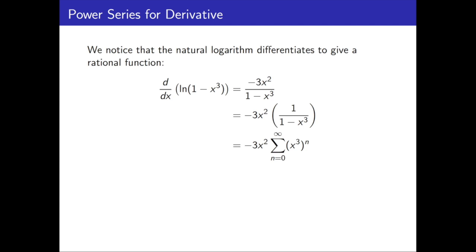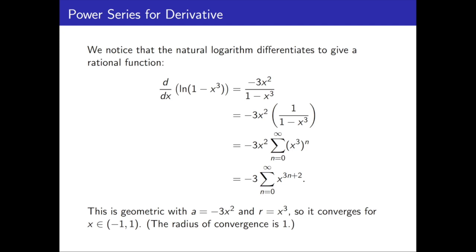Now, we can tidy this up a little bit. We have x cubed to the power n, that's x to the power 3n. It's also multiplied by x squared, so that actually becomes a power of 3n plus 2. So we have negative 3 times the sum from n equals 0 to infinity of x to the power 3n plus 2.